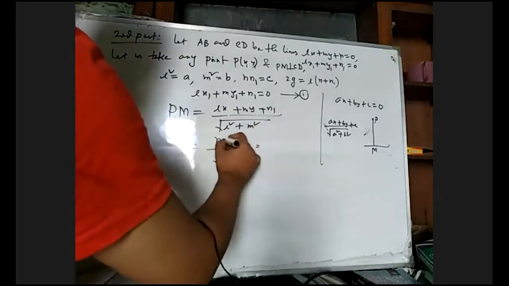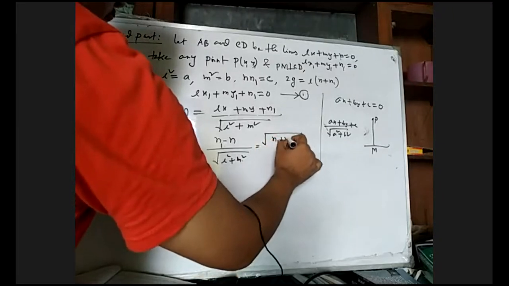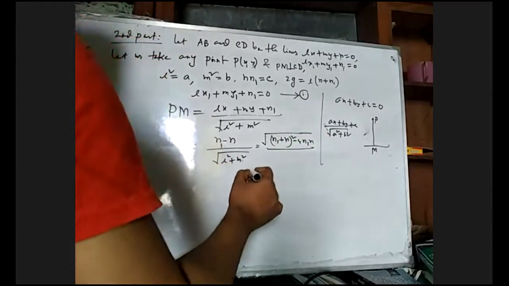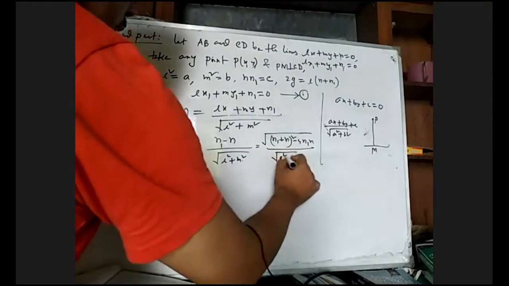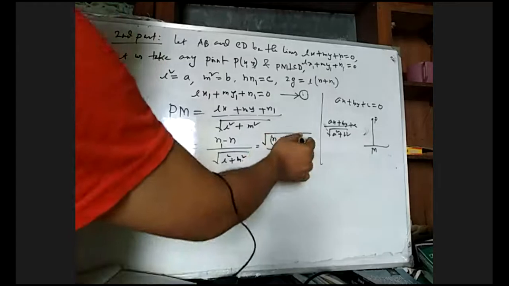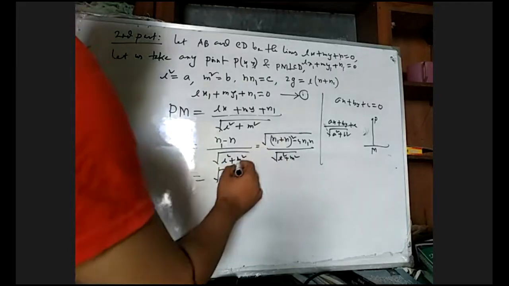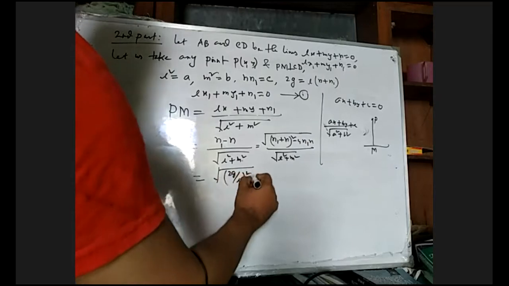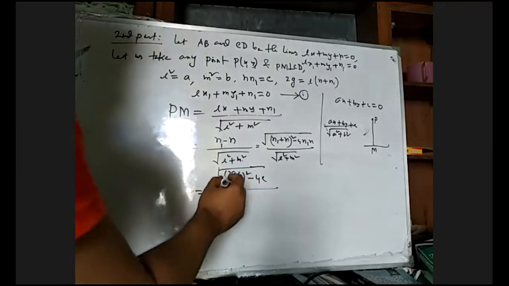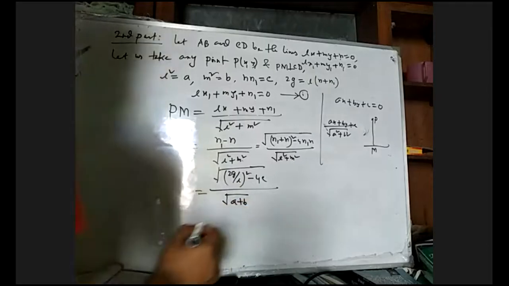And this can be written as n1 minus n whole square, means what? Square root over n1 plus n square minus 4n1 n divided by square root over l square plus m square. Just putting n plus n1 equals to twice z by l, and n1 n equals to c, then we can write easily twice z by l whole square minus 4c. This equals to root over m square plus l square, means what? a plus b. Okay, a plus b.